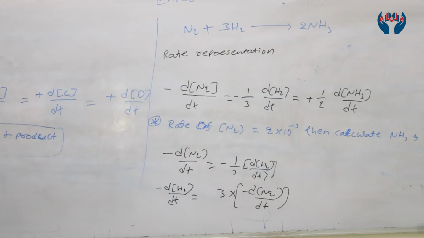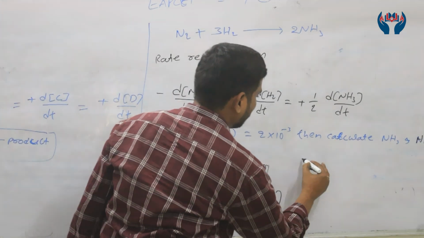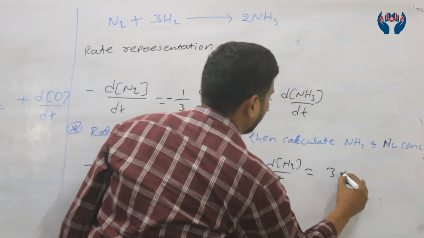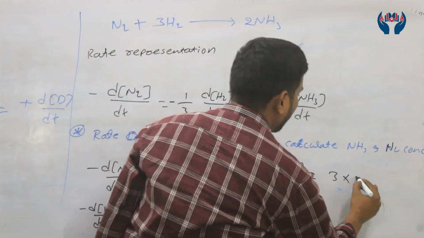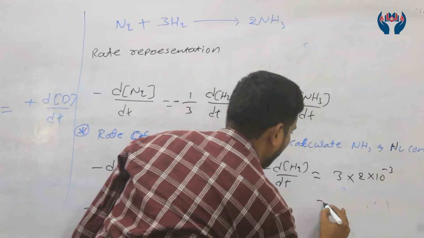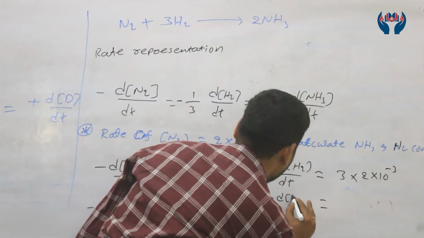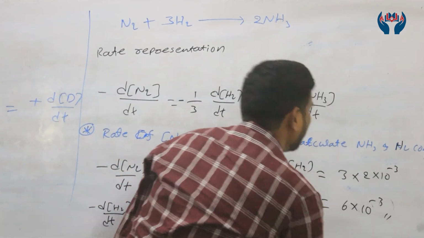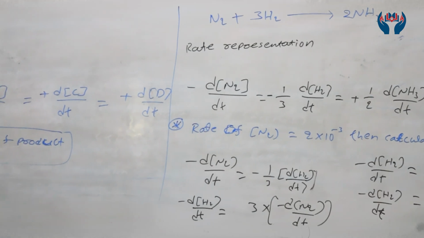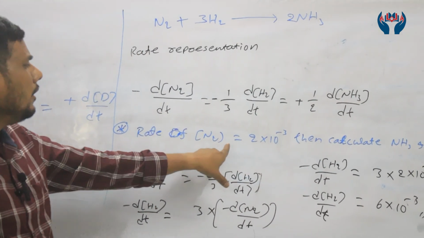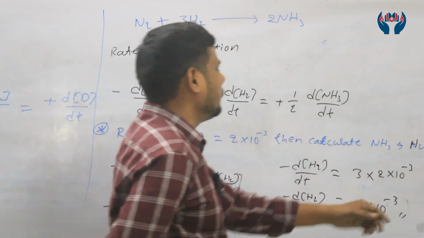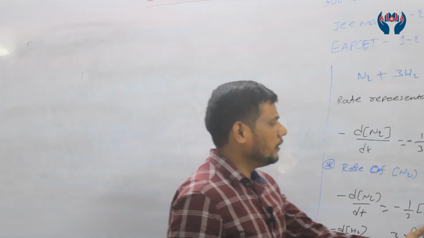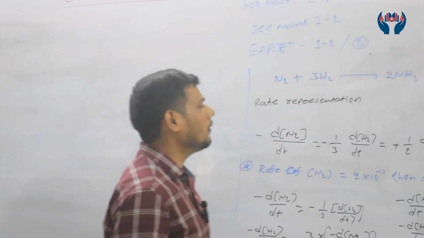What is the given value? The N2 value: minus d of H2 by dt equals 3 into the given value, 2 into 10 to the power of minus 3. Therefore, rate of H2, minus d of H2 by dt, equals 6 into 10 to the power of minus 3. This is the calculation of rate of reaction from N2. In this problem, N2 is given, and we calculate NH3 and H2. Based on N2, the d of H2 by dt equals 6 into 10 to the power of minus 3.